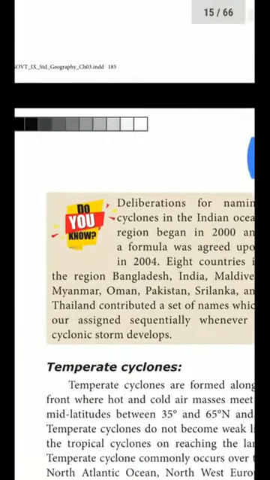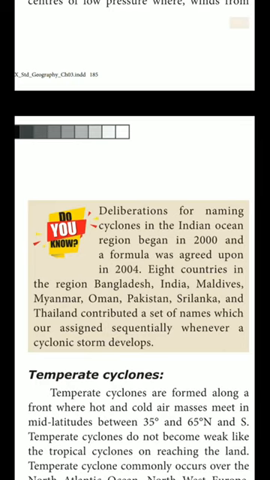Okay. Next one. Do you know there is one box lesson deliberations for naming cyclones in the Indian Ocean? It started in 2000 AD, and a formula was agreed upon in 2004. So 8 countries in the region, which are the 8 countries that have named the cyclones? Bangladesh, India, Maldives, Myanmar, Oman, Pakistan, Sri Lanka and Thailand. These 8 countries contributed a set of names which are assigned sequentially whenever a cyclone storm develops.